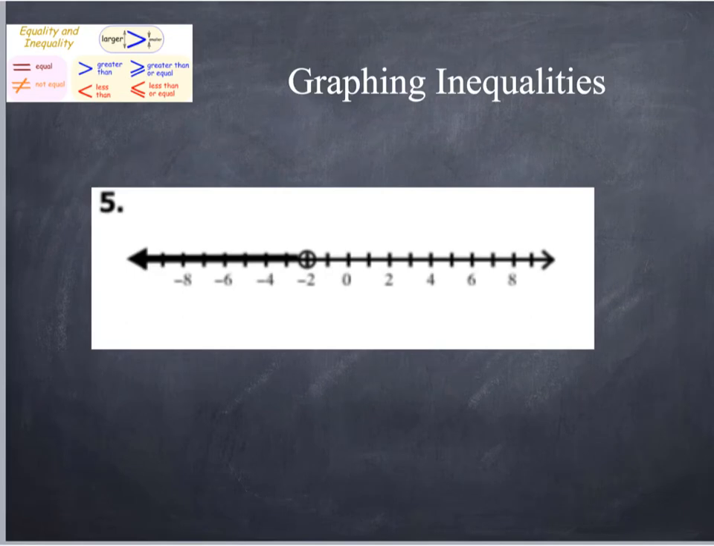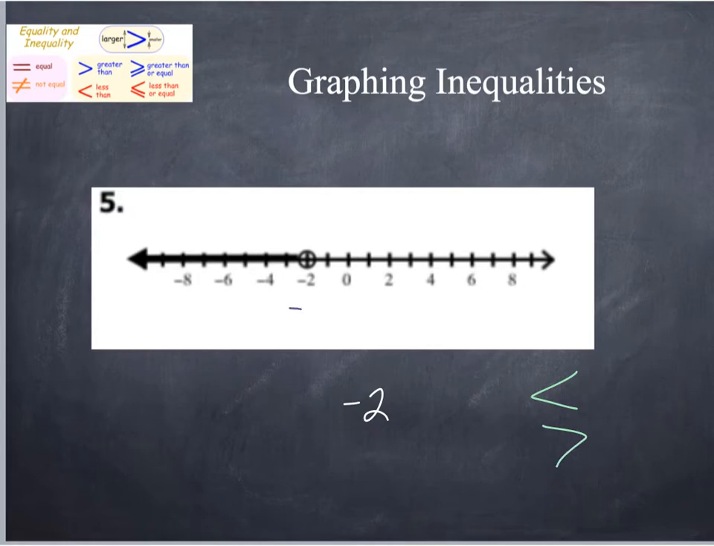Now, for number 5, they give us an inequality, and they're asking us to actually write it out. So if we look at this inequality, it looks like we're starting at -2. Now, are we including -2? No. Because we're not including -2, we're going to have either a less than or greater than symbol. We're not going to have less than or equal to, or greater than or equal to.